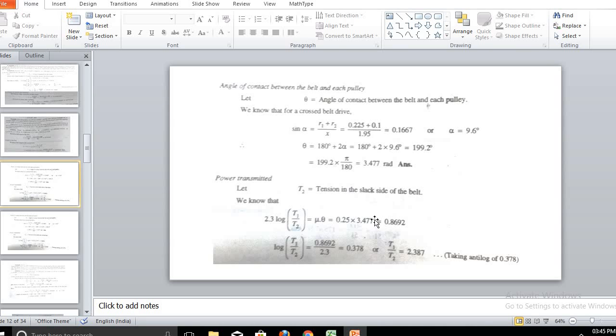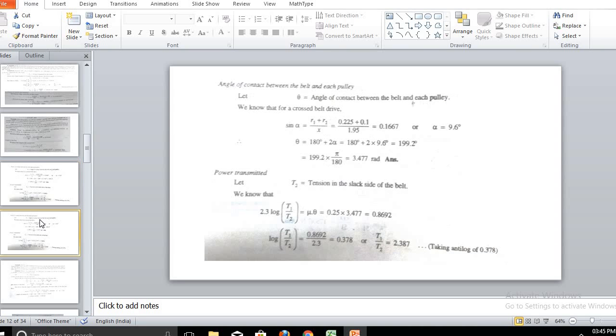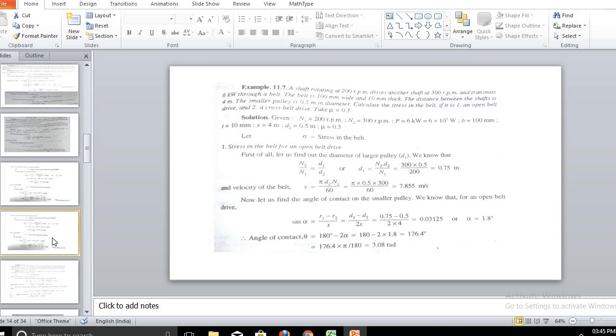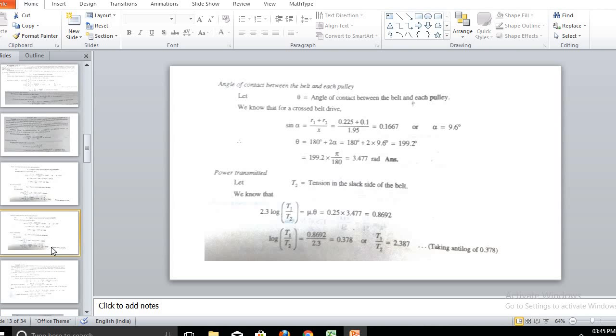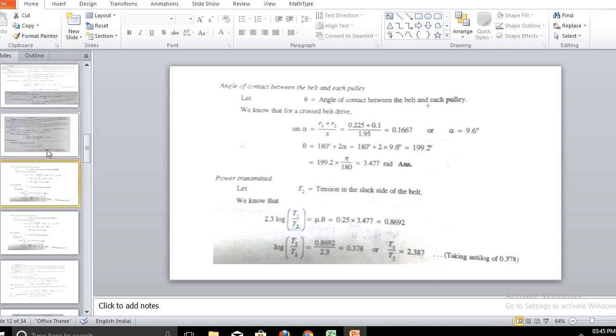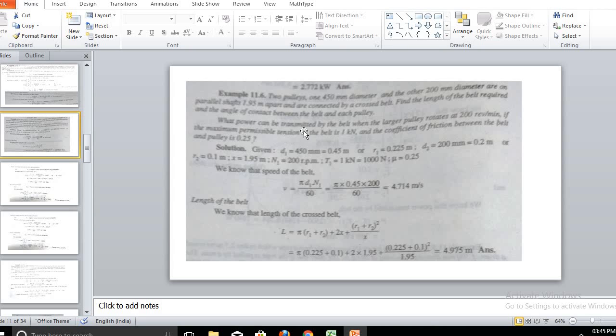And also power transmitted. They also ask for power transmitted. Now we are required to calculate the power transmission. So here they ask what power can be transmitted by the belt when the larger pulley rotates at 200 rpm, if the minimum permissible tension in the belt is 1 kilonewton and the coefficient of friction between the belt and pulley is 0.25.